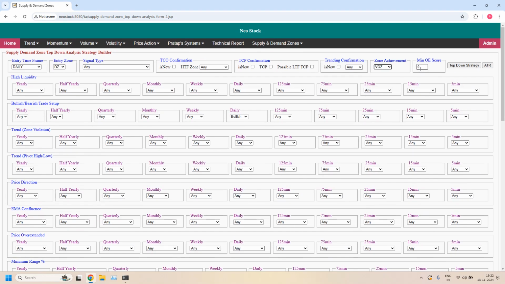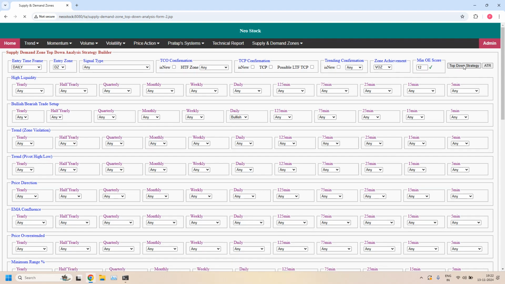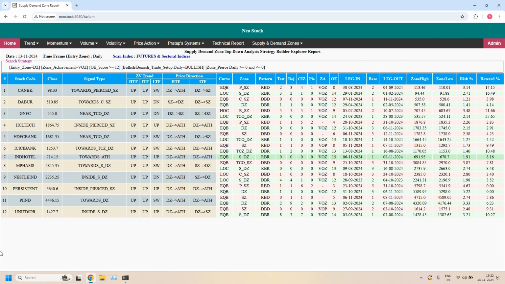Zone achievement violated opposing zone, minimum odd enhance score 12. All three filters are applied to daily demand zone. We got 12 stocks. All these 12 are supporting bullish trade setup for monthly income trade. That is entry time frame, daily demand zones. In these 12 daily demand zones, there could be some high probability setup stocks might be available. We need to filter them.